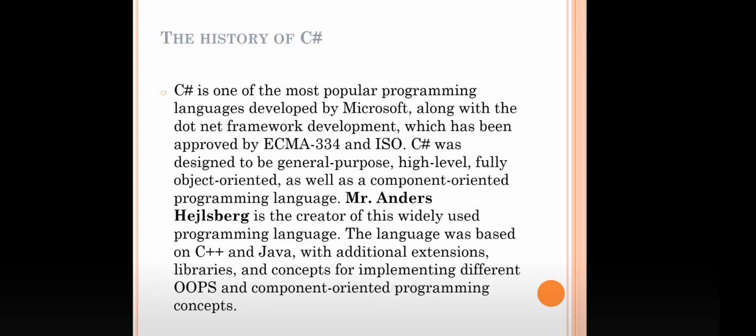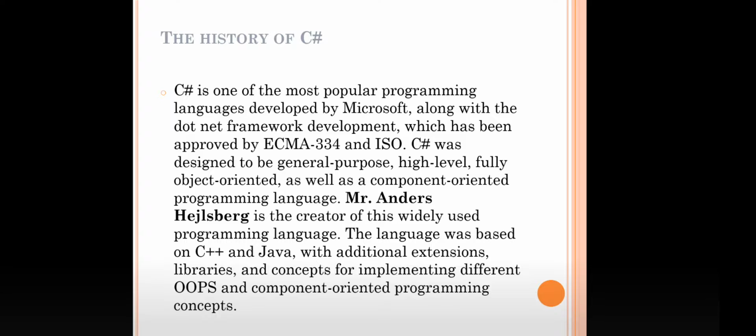ISO is the International Standards Organization, and C Sharp was designed to be a general purpose, high level, fully object oriented, as well as a component oriented programming language. And I already told you, Mr. Anders Hejlsberg was the creator of this widely used programming language today.